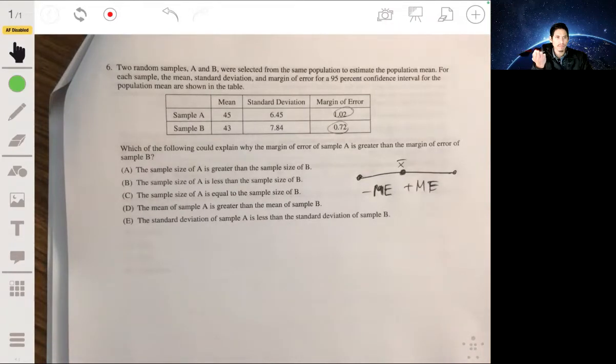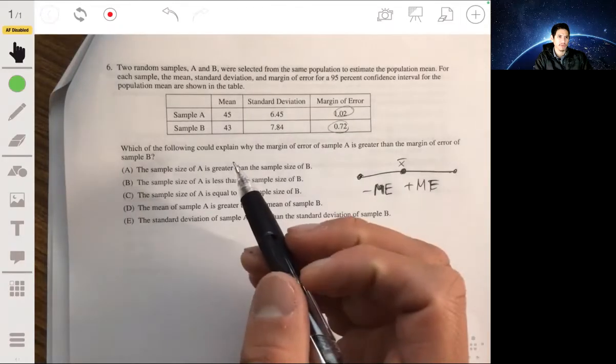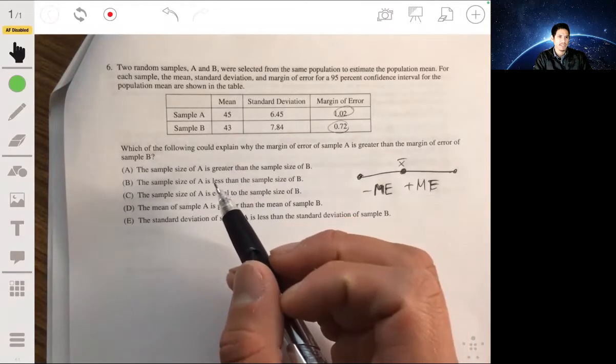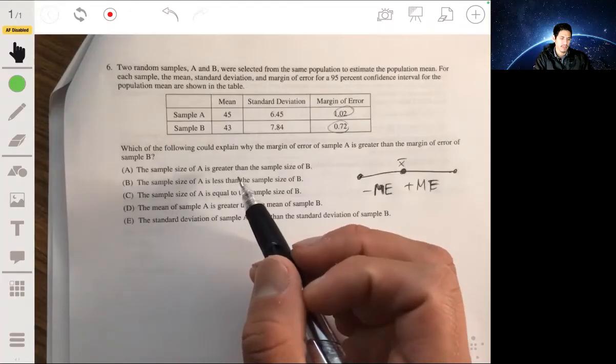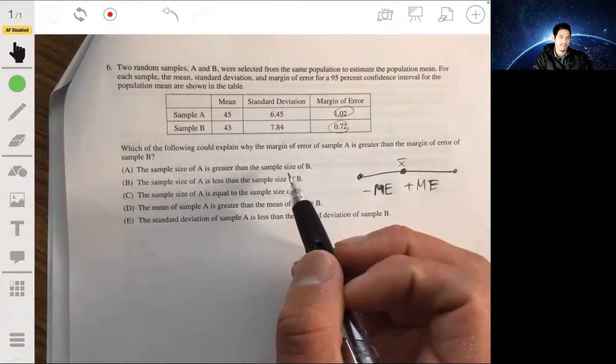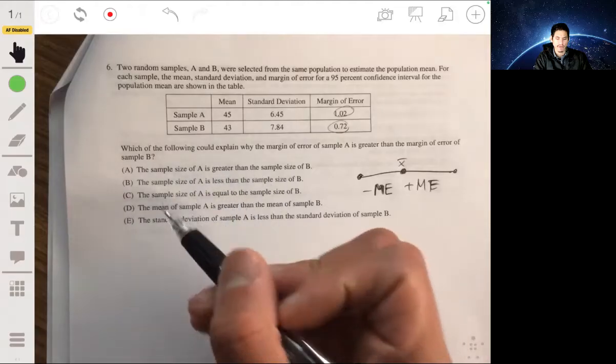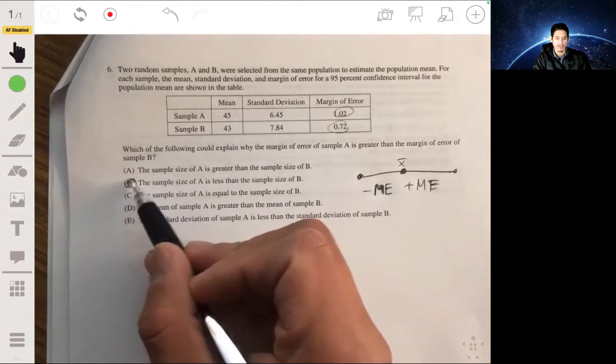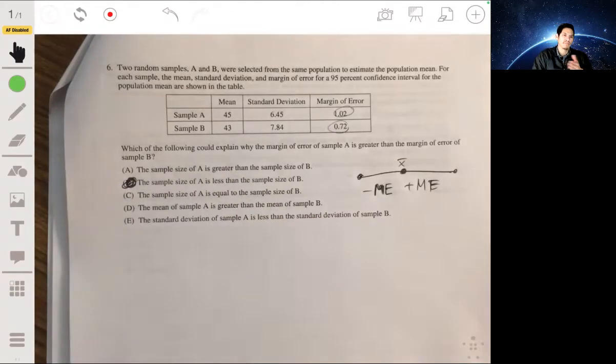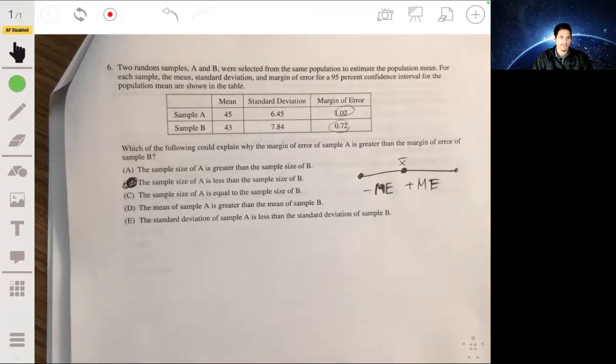Now, just think about it. The more data you have, the more precise your estimates can be, just because you have more information. So a possible reason could simply be that sample size A is smaller than sample size B. When you have less information, less data, your estimates are going to be less precise. So your confidence interval will be bigger, simply because you have a smaller sample size.